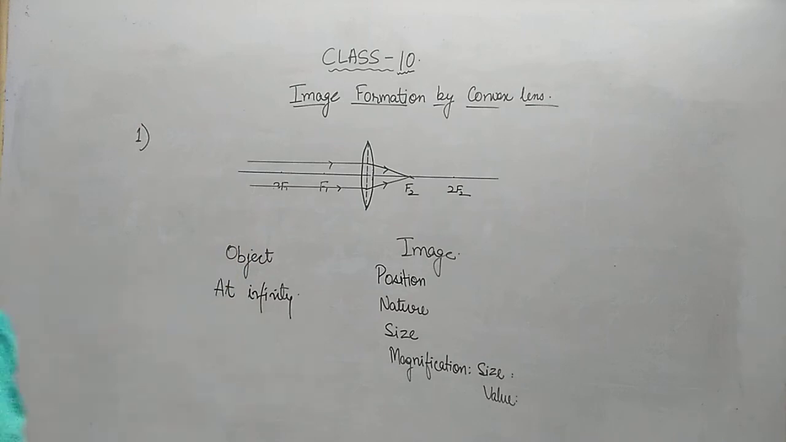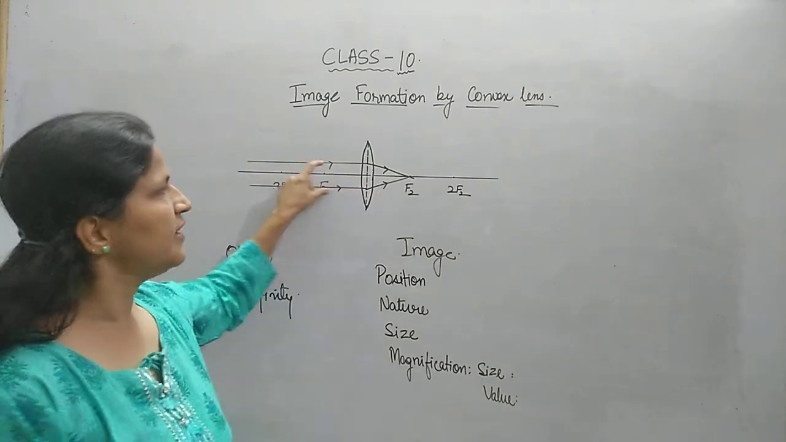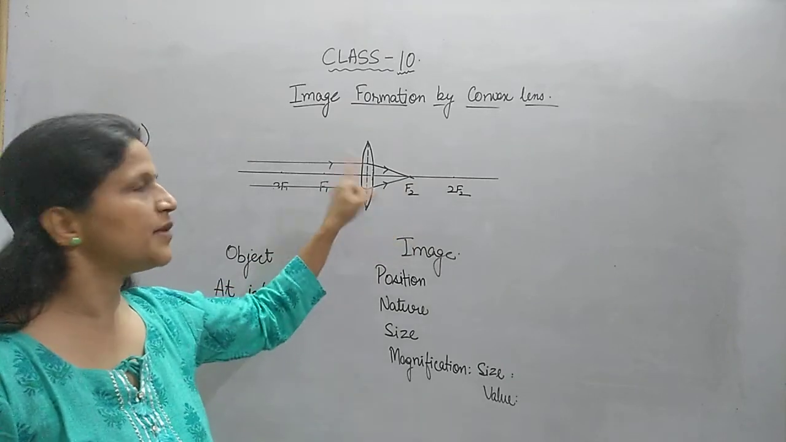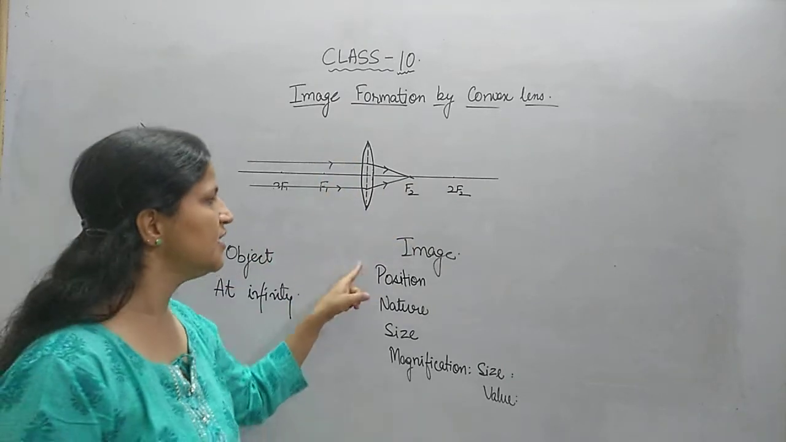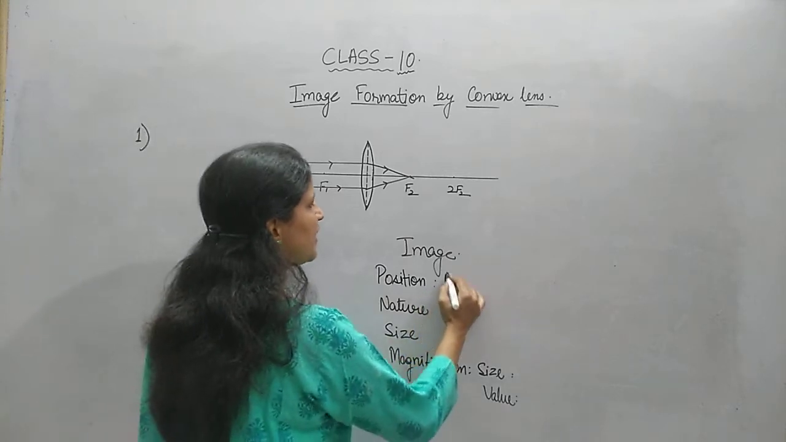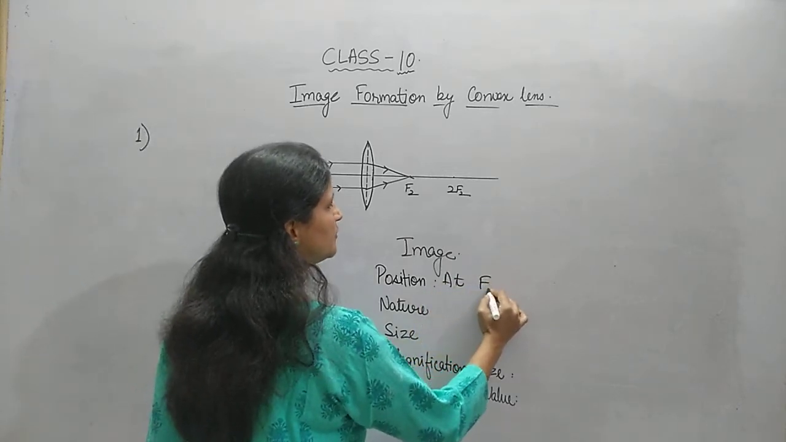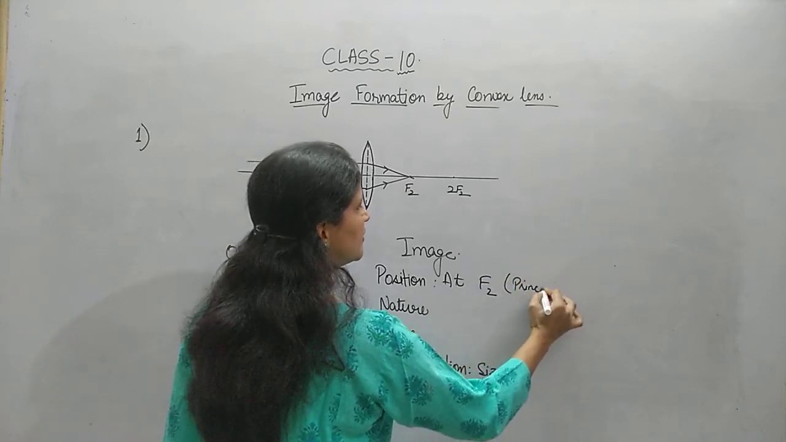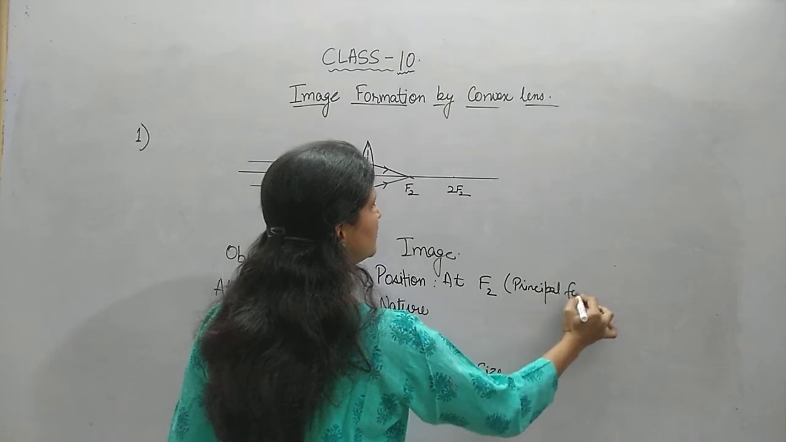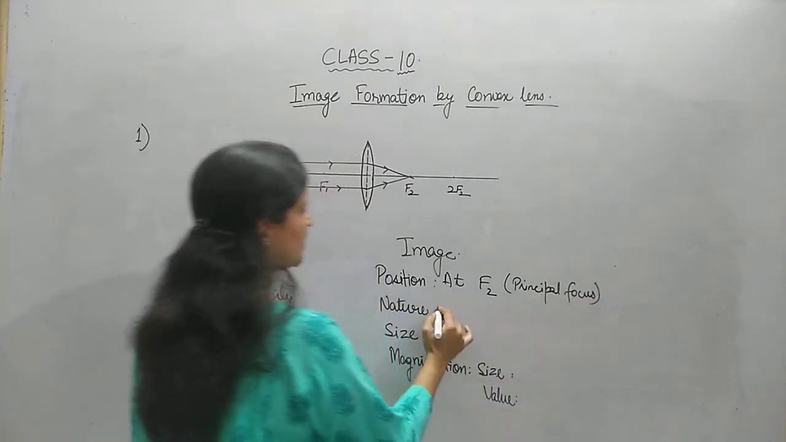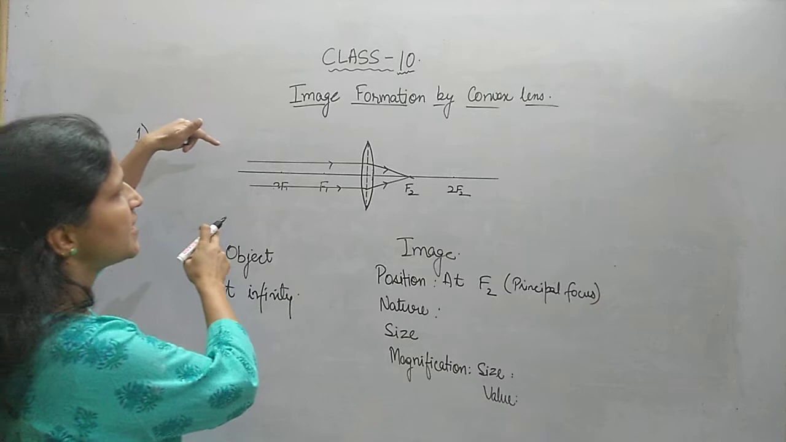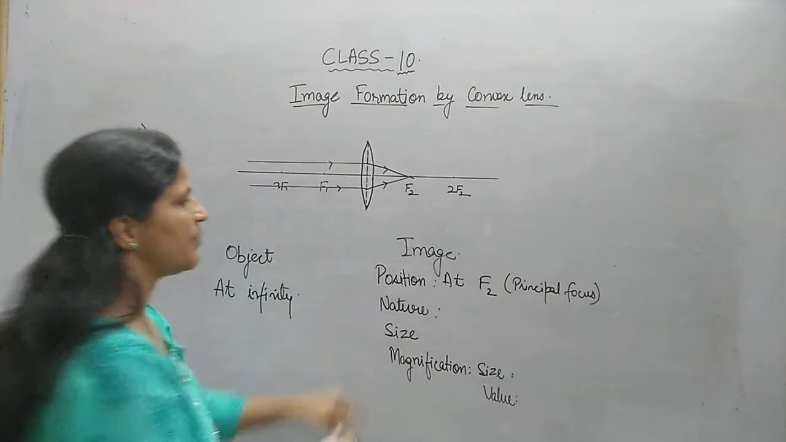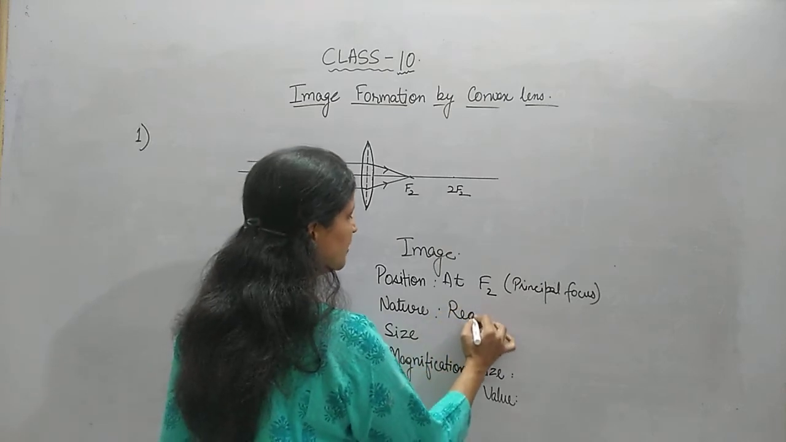So we see that the rays which are coming from infinity, they all meet at a point F2, and this F2 is known as the principal focus of the convex lens. So we find that the position is at F2 or the principal focus. Nature of the image, since the rays are actually intersecting at the point, so the nature of the image will be real and inverted.